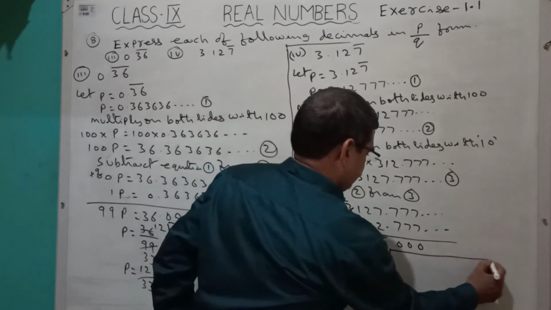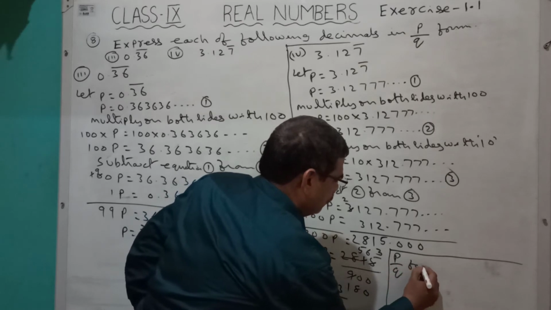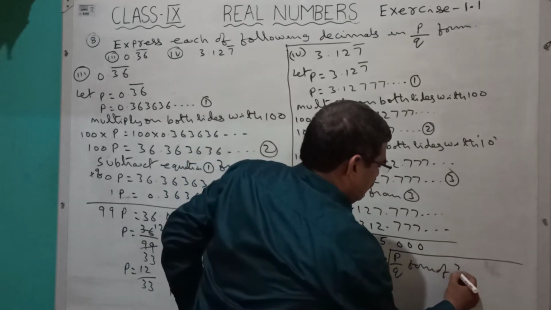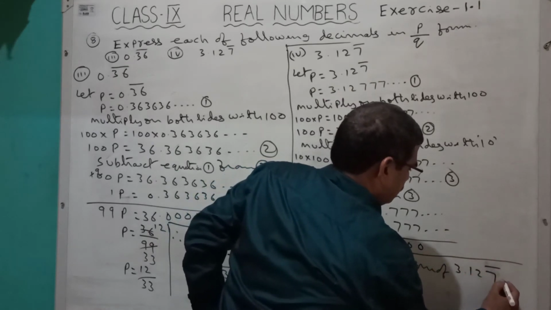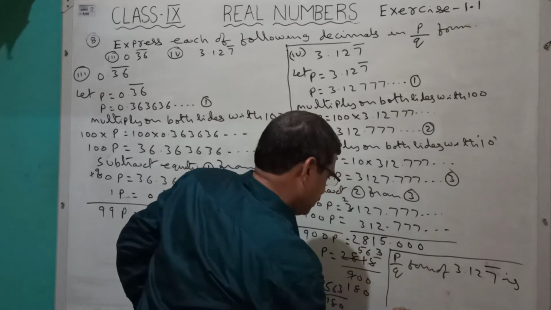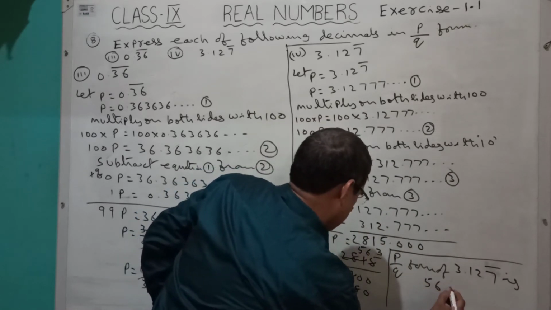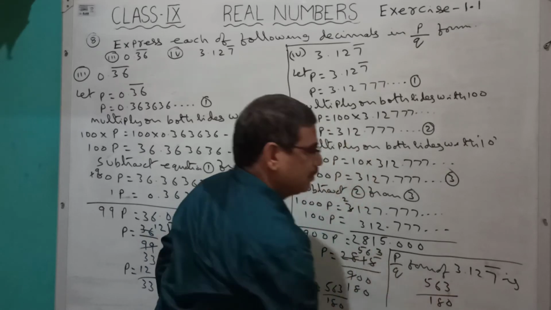So the P by Q form of 3.127 bar, what is the answer? 563 by 180. Okay.